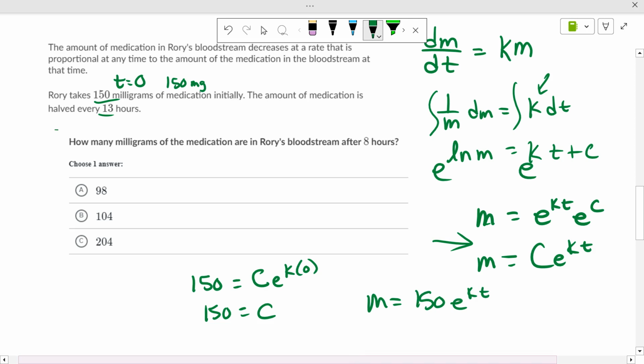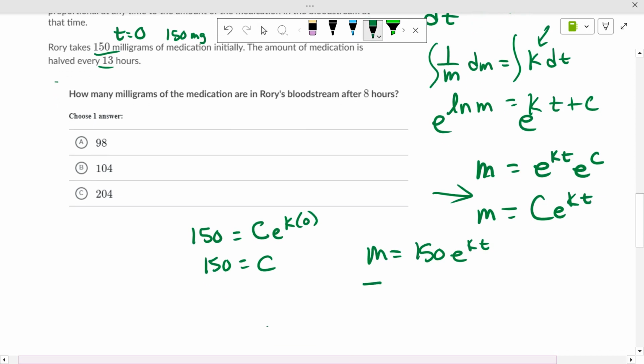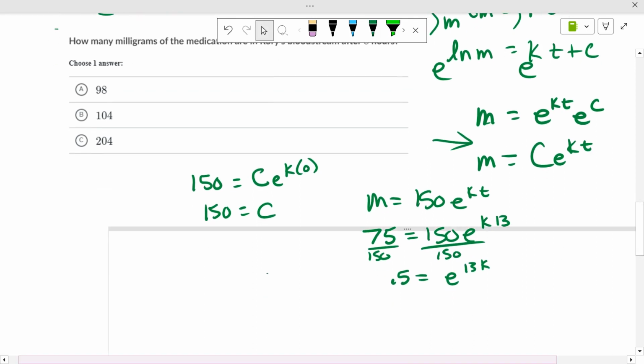So the amount of medication is halved every 13 hours. So what's half of 150? So the amount of medication is 75 equals 150 e to the k times 13. Now we got to solve for k to find our constant of proportionality. So divide by 150. 0.5 equals e to the 13k. How can I get rid of my 13 or my e?